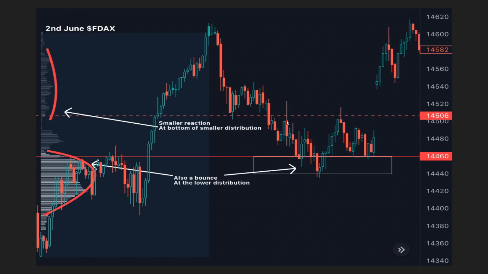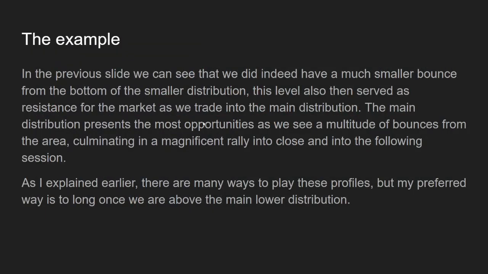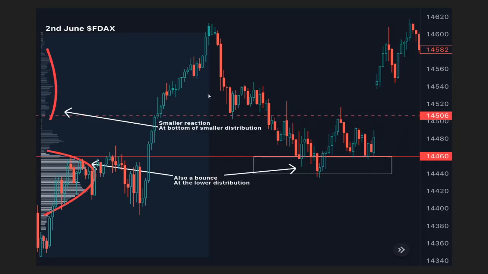I'm talking about here, it serves as a resistance level as we keep trading. It's sort of a ping pong action. We keep trading from this back down to this distribution. The main distribution, however, presents the most opportunities as we see a multitude of bounces from the area, culminating in a magnificent rally into close and into the following session.